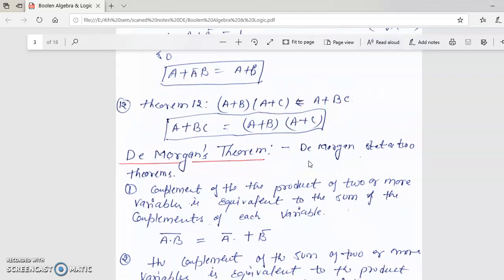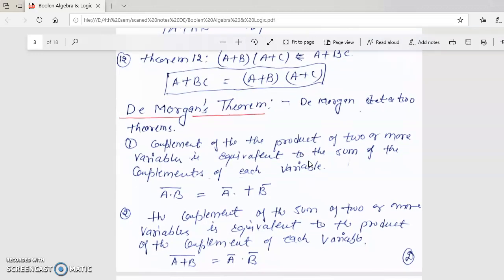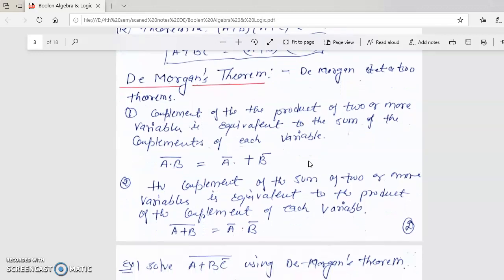Okay, next theorem is De Morgan's theorem. It is a very important theorem in Boolean algebra. De Morgan's theorem is divided into two parts. First one is the complement of the product of two or more variables is equivalent to the sum of the complement of each variable. क्या मतलब है?